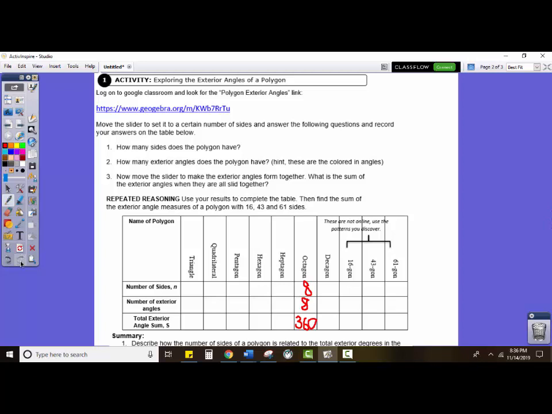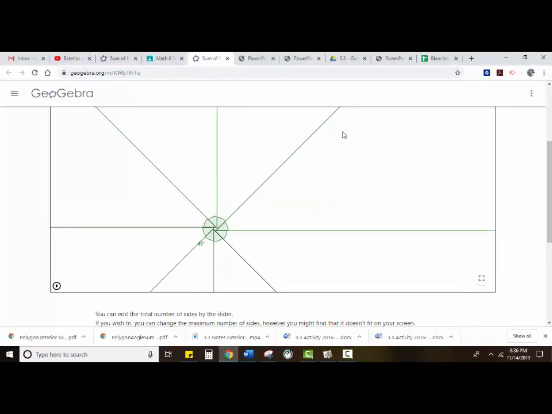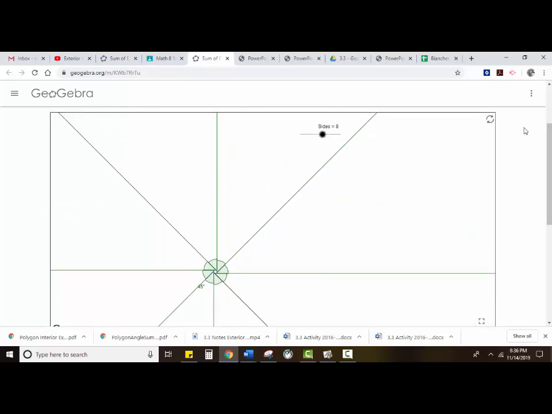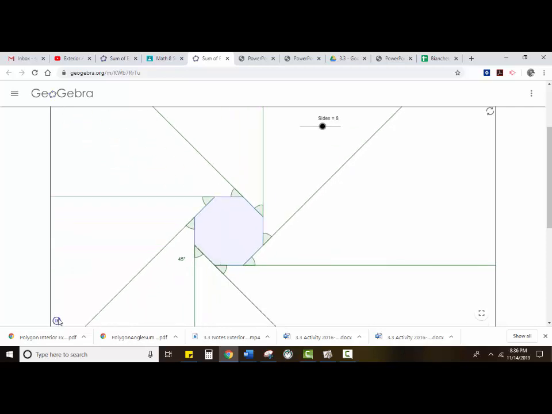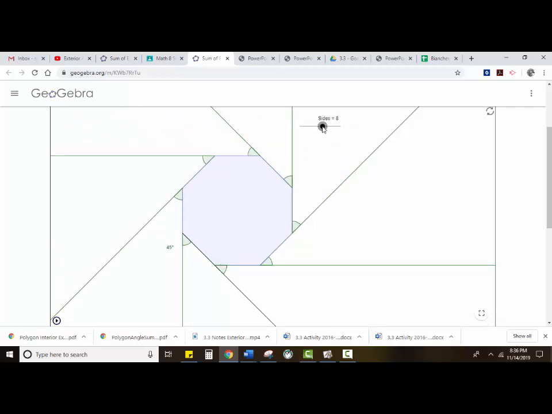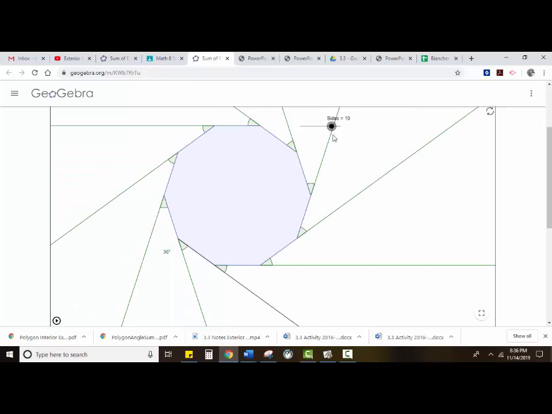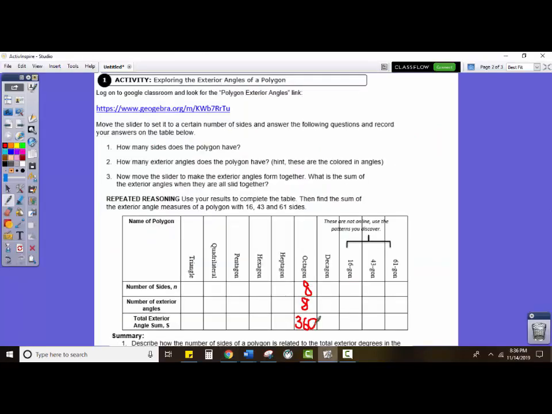in my table there. Okay, so what you're going to do is you're going to do the same thing for the triangle, quadrilateral, pentagon. You will have to move the slider up here that says the number of sides. So I'm going to open this. You can see, okay, there's 9, 10, 11, and 12 sides. So that's how you move that to change the shape. And then 16, 43, and 61 are not on here.